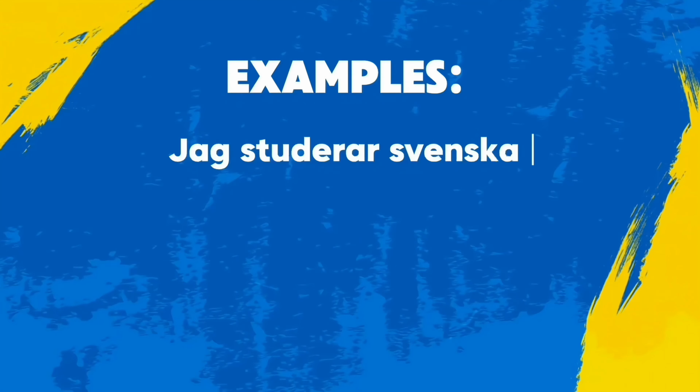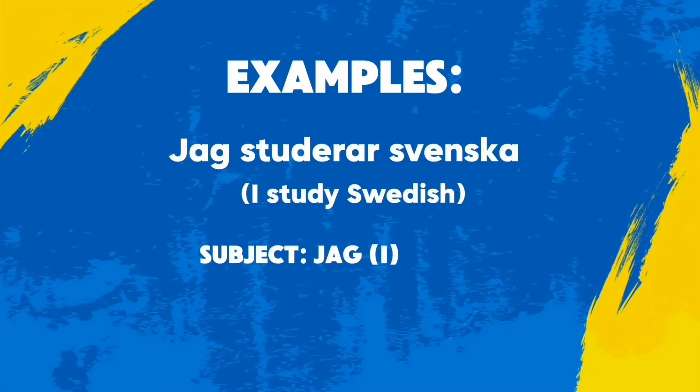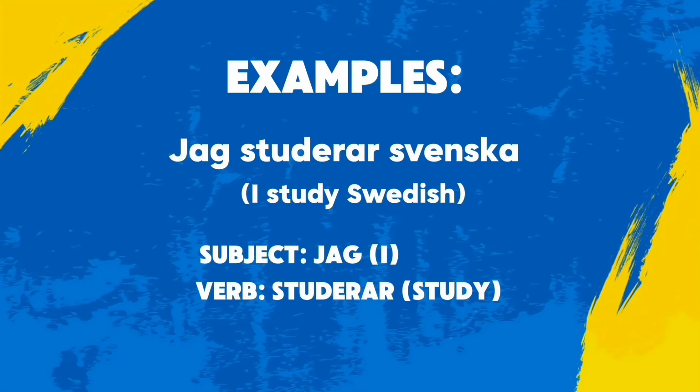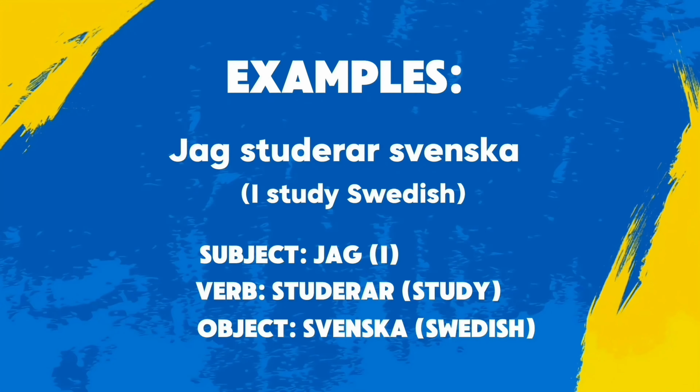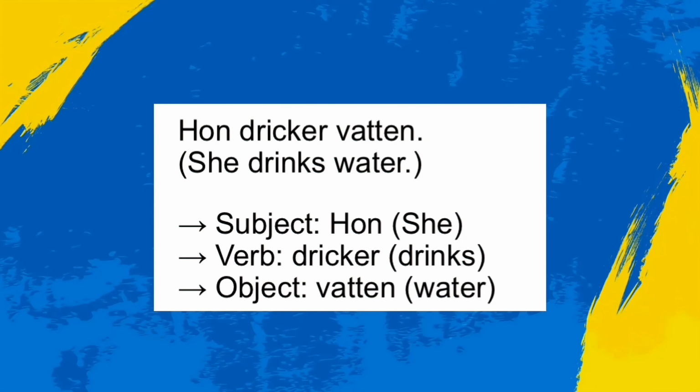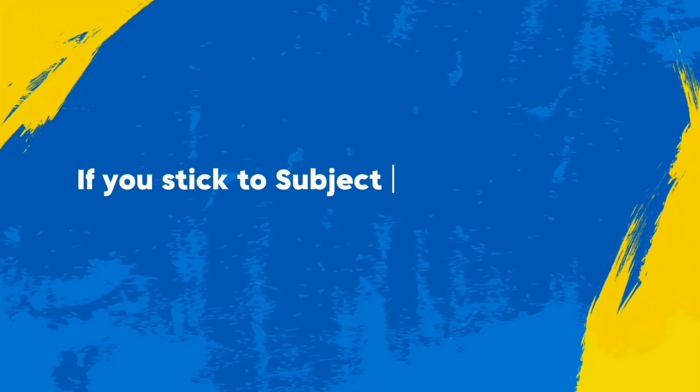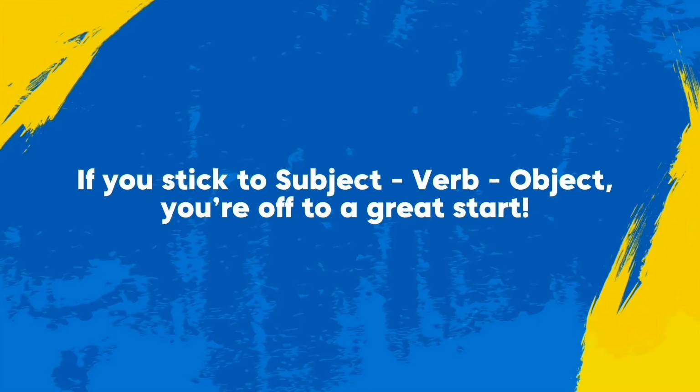Jag studerar svenska. Subject, jag. Verb, studerar. Object, svenska. Hon dricker vatten. Subject, hon. Verb, dricker. Object, vatten. If you stick to subject, verb, and object, you're off to a great start.